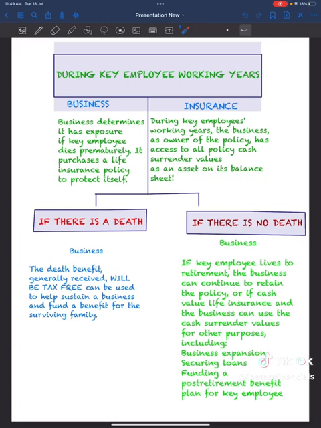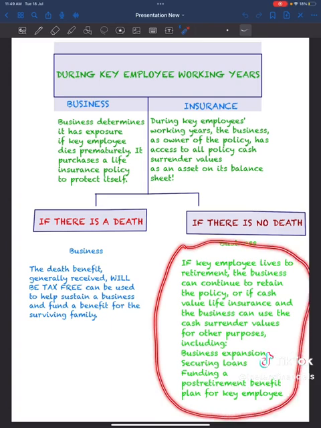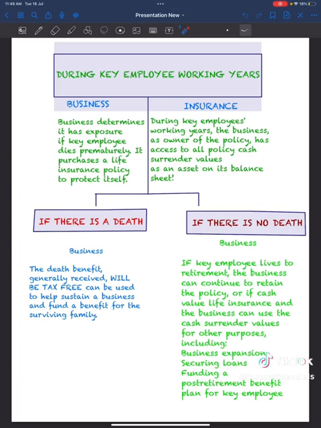Now, because it's a cash value life insurance, if the key employee lives to retirement, the business can continue to retain the policy. The business can use the cash surrender value for other purposes such as business expansion, securing loans, or funding a post-retirement benefit for the key employee. Because remember, the business is the owner of the life insurance.